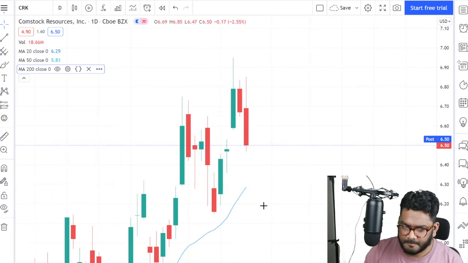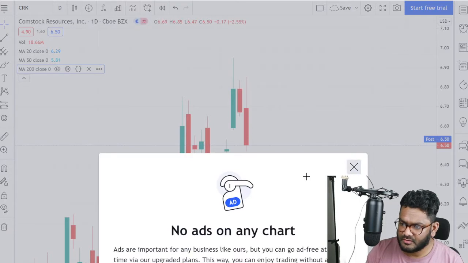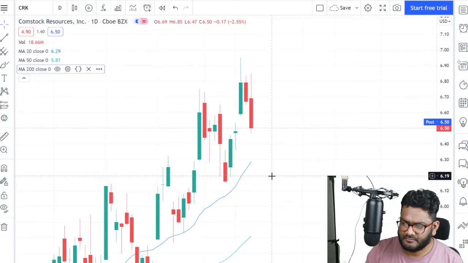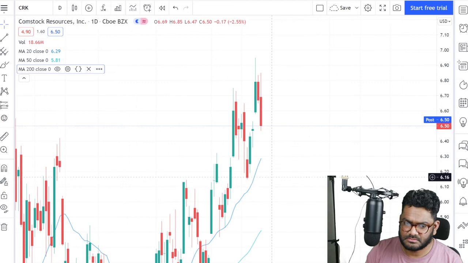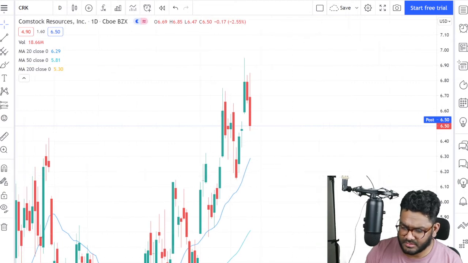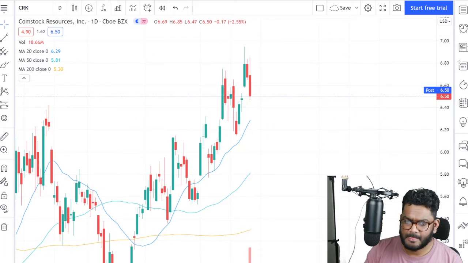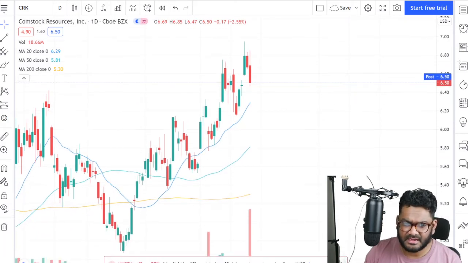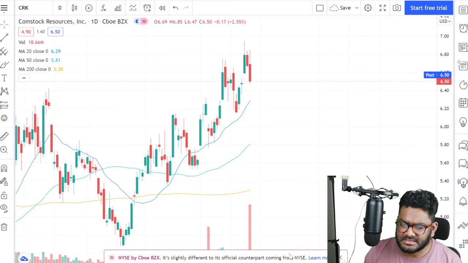I think you can see the graph. If not, I have to make it a little bigger. So this is the graph that I can bring to you now. If you can see, the yellow color one is the 200 days, this is the 50 days, and this is the 20 days.